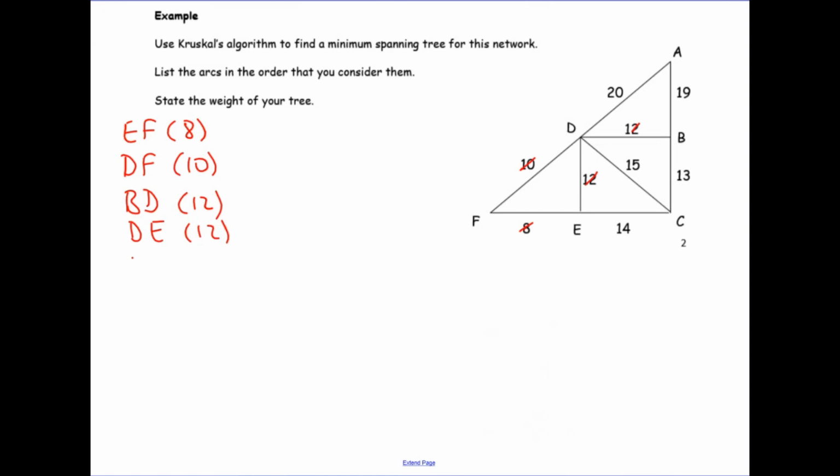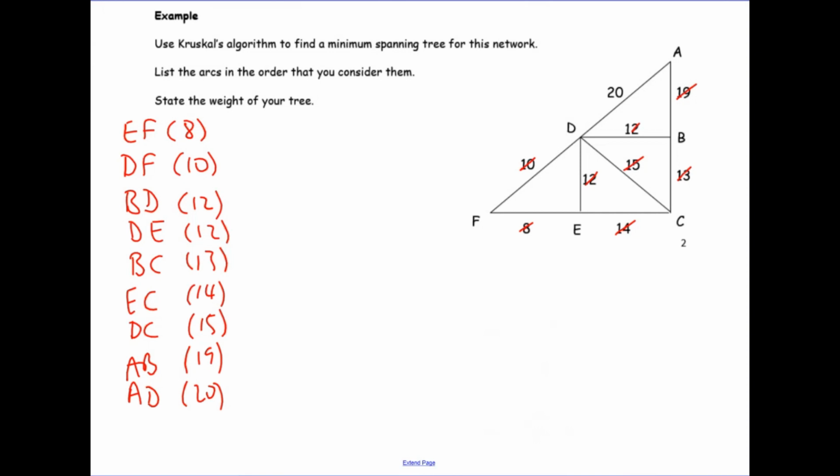Got a 13 for BC. I've got 14 for BC or CE. I've got 15 for BC and CE, doesn't matter. And then I'm on to 19 for A. And 20 for A. First step is to list these in ascending order.